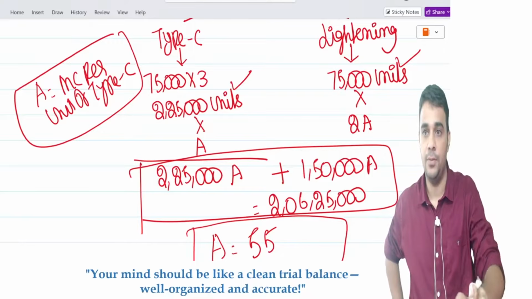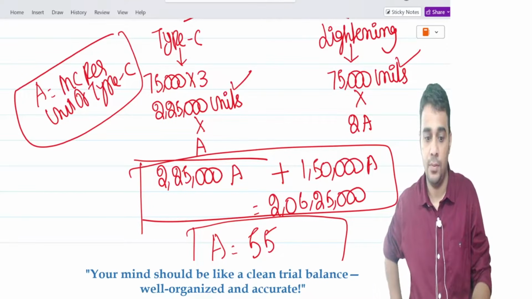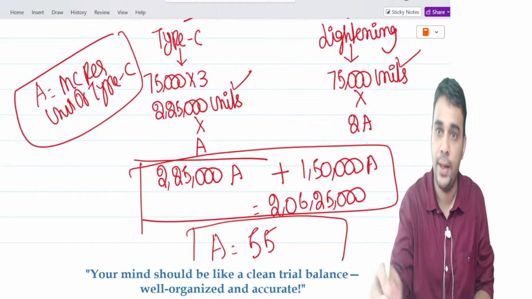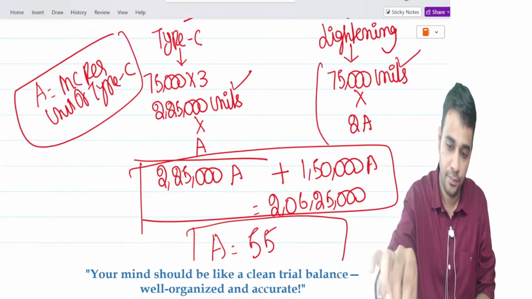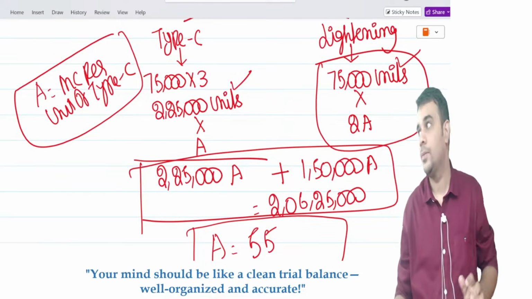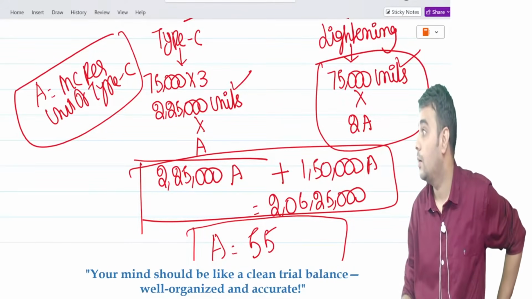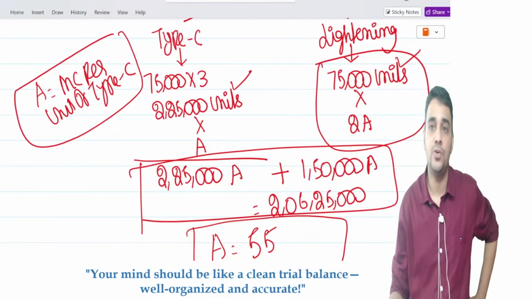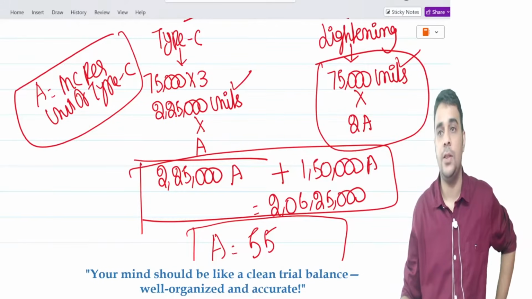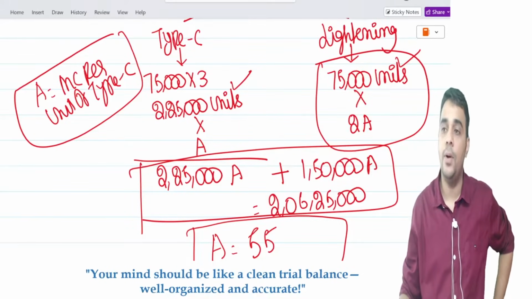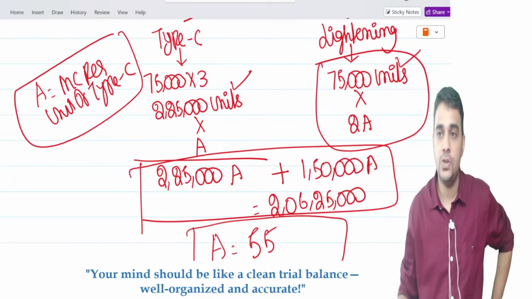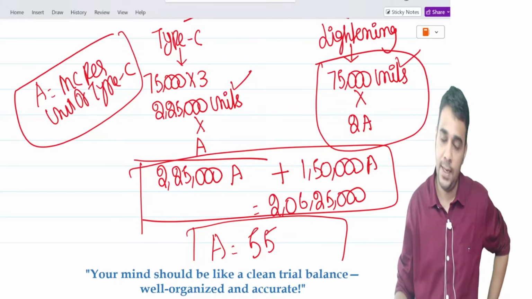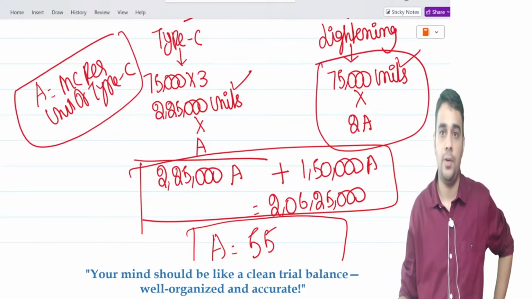Which part is the doubt? You tell me. Which one is left? 75,000 into 2A. 75,000 into 2A, 2,25,000 into A. Very good adjustment. Any doubts anywhere? Let me know. If you need one more time explanation, I'm ready to do that also. You'll have to tell.